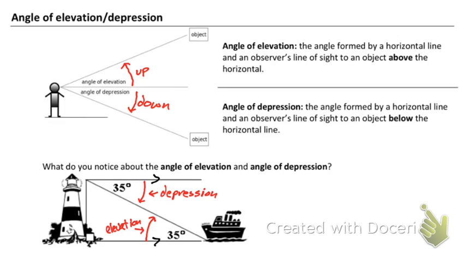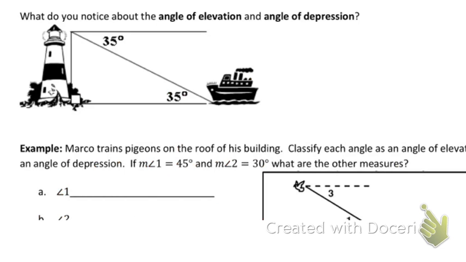So once again, the lighthouse's depression angle is the same as that boat's elevation angle. That can be really important, because I could give you this lighthouse's depression and the height of the lighthouse, and you actually have to use the boat's elevation, knowing that these two things are the same. So make sure you understand that. If I give you the lighthouse depression, you also know the boat's elevation.